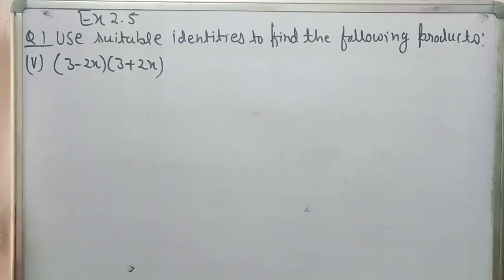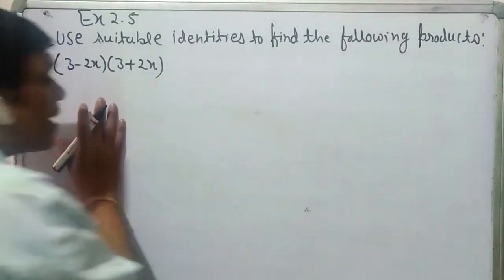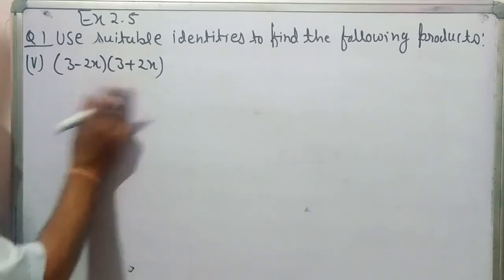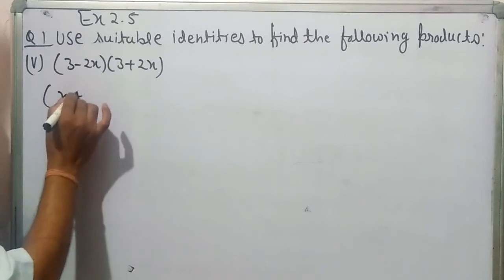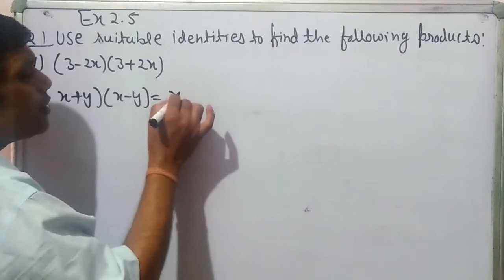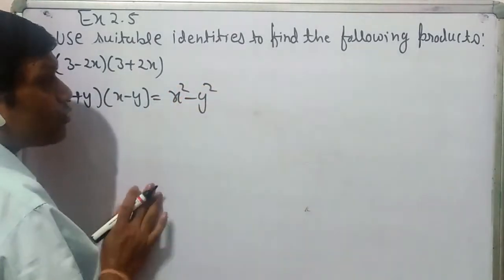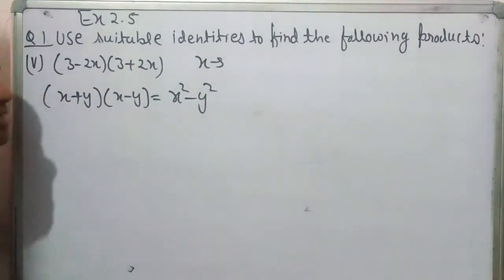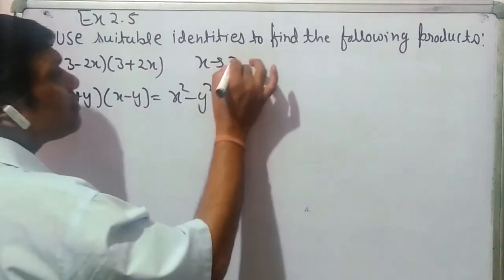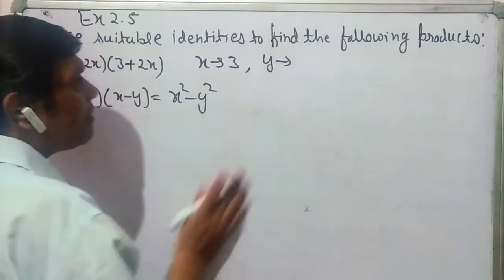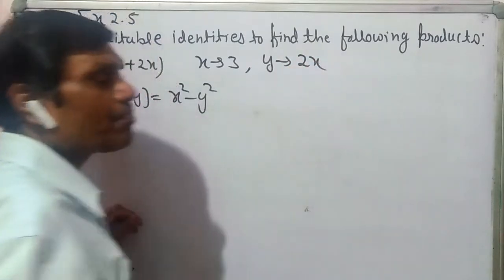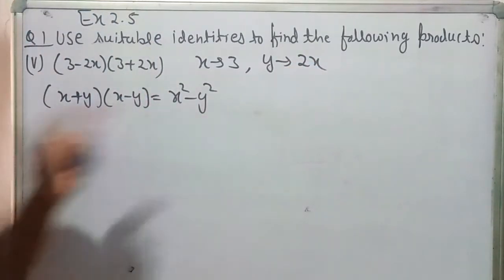The fifth part of this question is we have to multiply (3 − 2x) with (3 + 2x). What we are saying again is here the identity used can be (x + y) multiplied with (x − y), which should give us x² − y². But we have to identify what is x. What is x over here? It's 3. In place of y, what is there? It's 2x. Let us put the values in the identity.